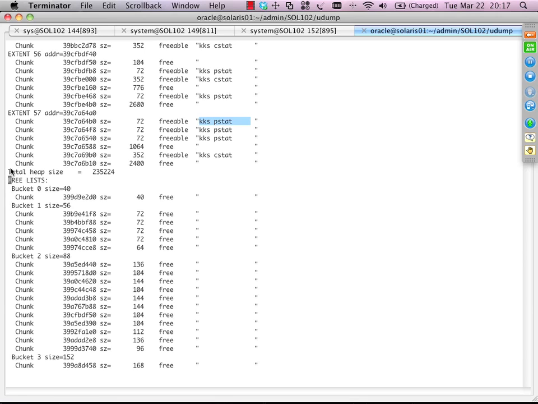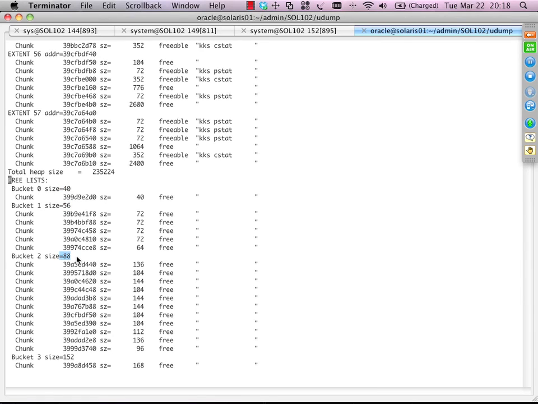And why I searched here, you see free lists tells you how many free chunks you have. And this shared pool has many free lists, like 254 free lists for very small chunks, a bit bigger chunks, a bit bigger chunks.